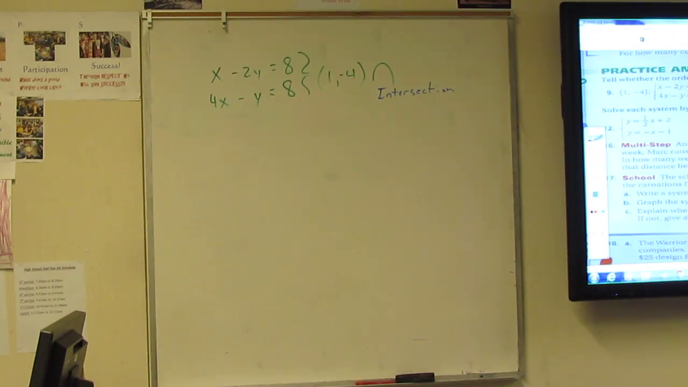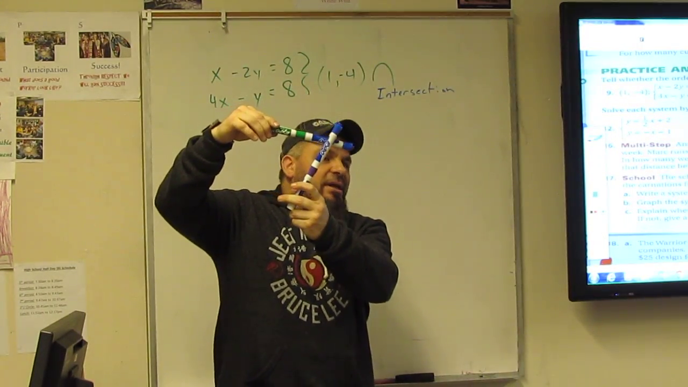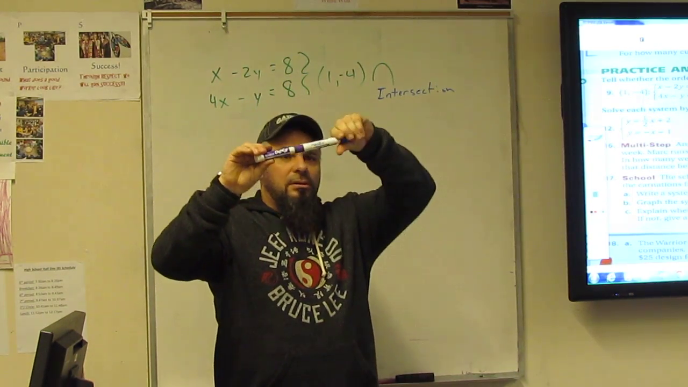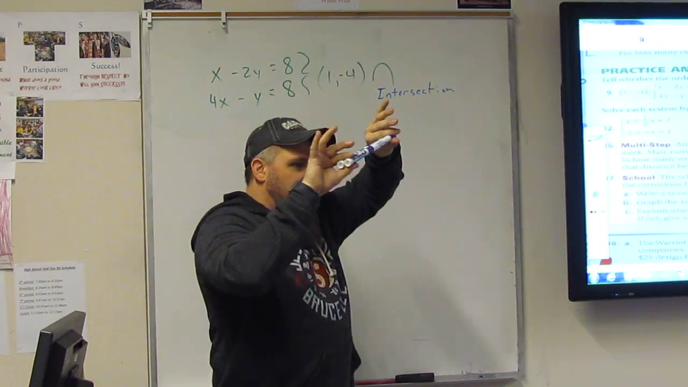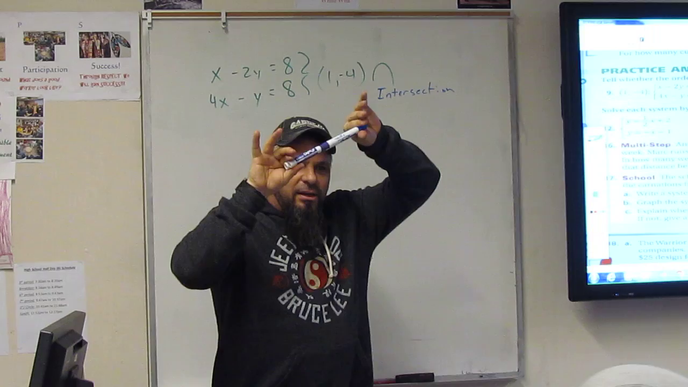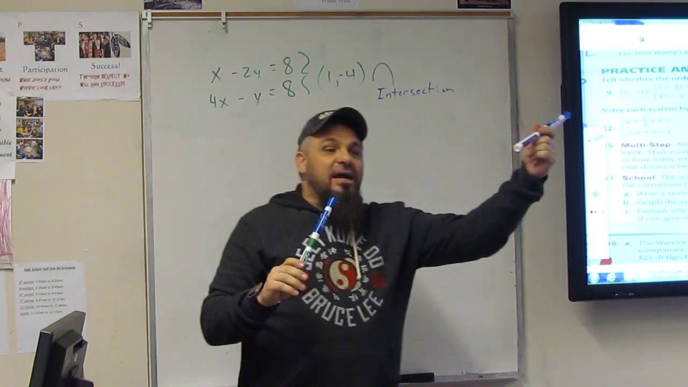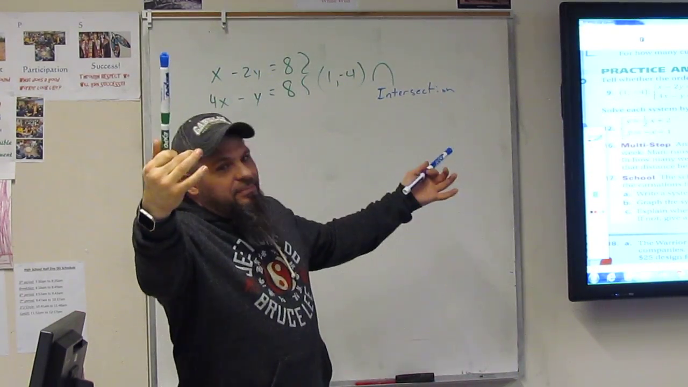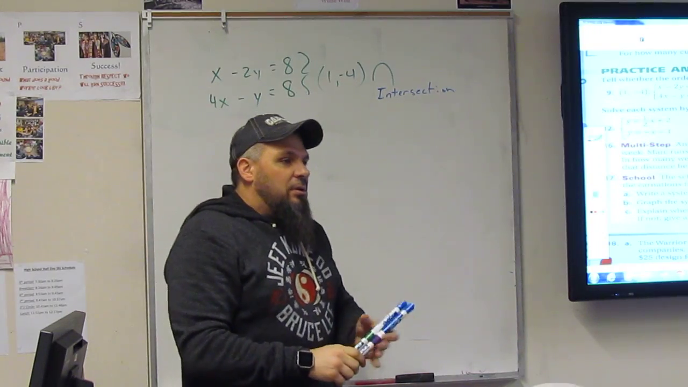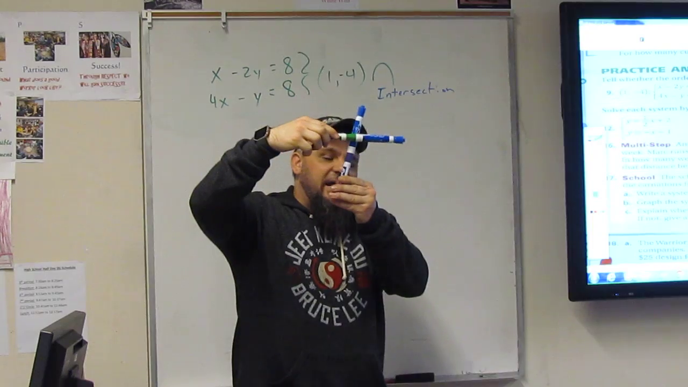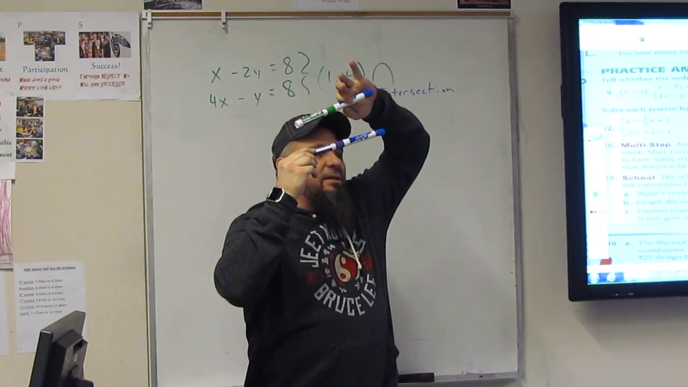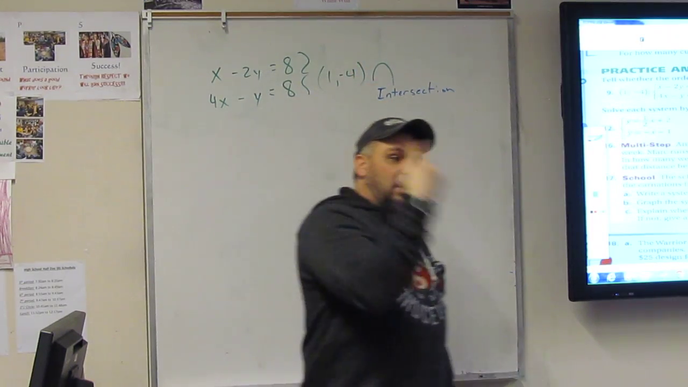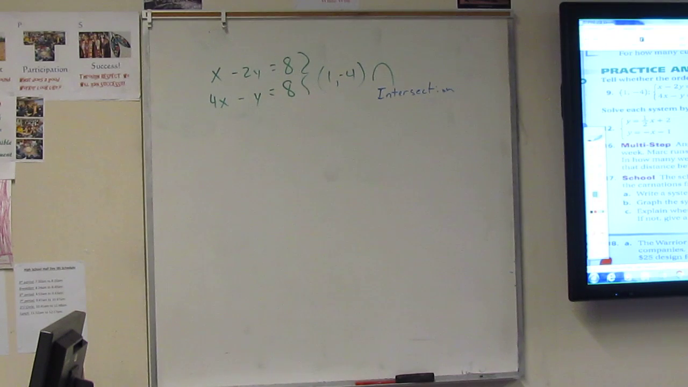Now every once in a while they'll do this. What's that? Parallel. How many lines do you see? One. They're the same line. That means every single solution for this line is the same solution for this line, because they just look different. Does that make sense? So there are three situations. They intersect, they're the same line, and the third one is parallel. They do not intersect. So they either don't intersect, or they intersect forever, which means they're the same line, or they intersect at one point.